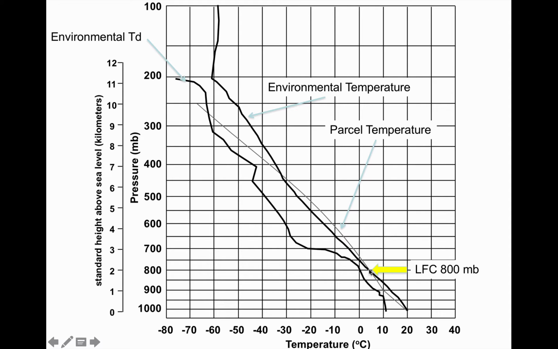But that's not the bottom of it. We'll talk about that in a few moments. This cloud will continue to rise until it hits its equilibrium level. And that's where the parcel then again becomes cooler than its surroundings. So basically, between these two yellow arrows, which I just drew here, the atmosphere is unstable.